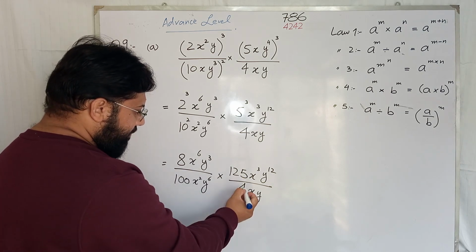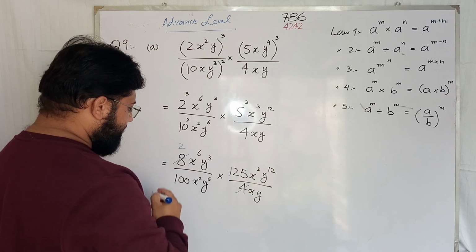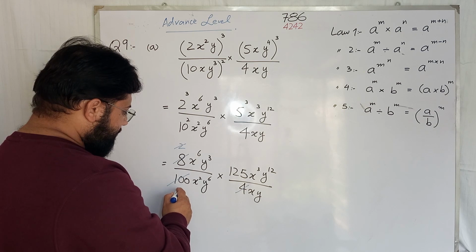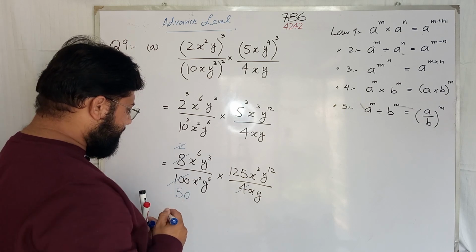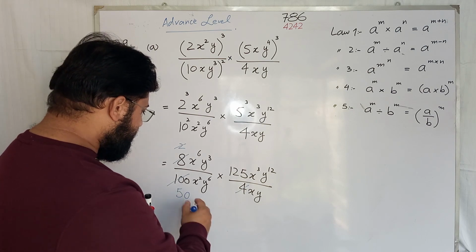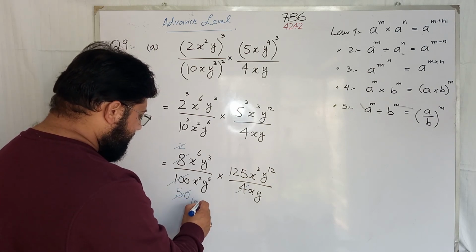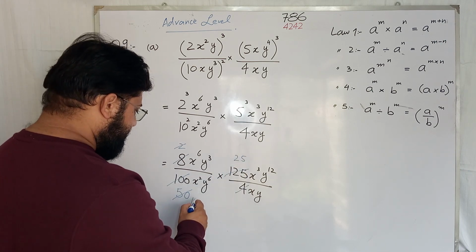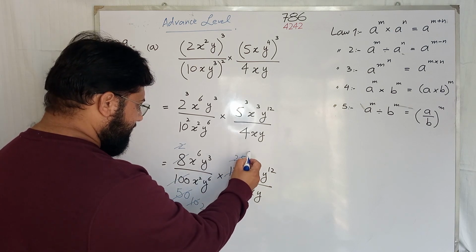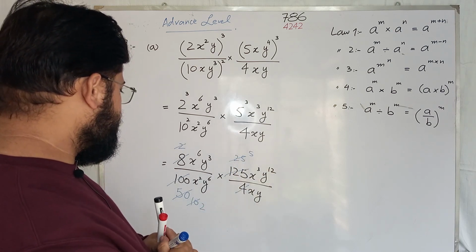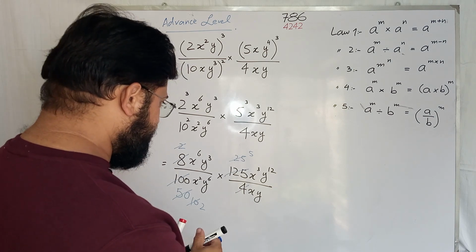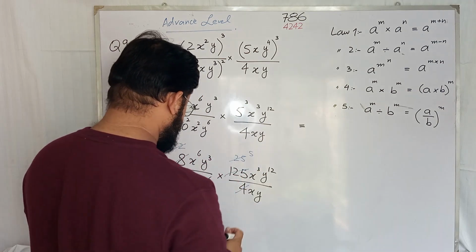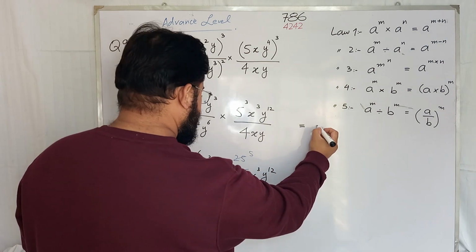Yes, 4 ones are 4, 4 twos are 8, and 2 ones are 2, 2 25s are, 2 50s are 100, and 5 10s are 50, 5 2s are 10, 5 5s are 25, again 5 2s are 10, 5 5s are 25. So I am going to do the next step over here. It would be x⁶.